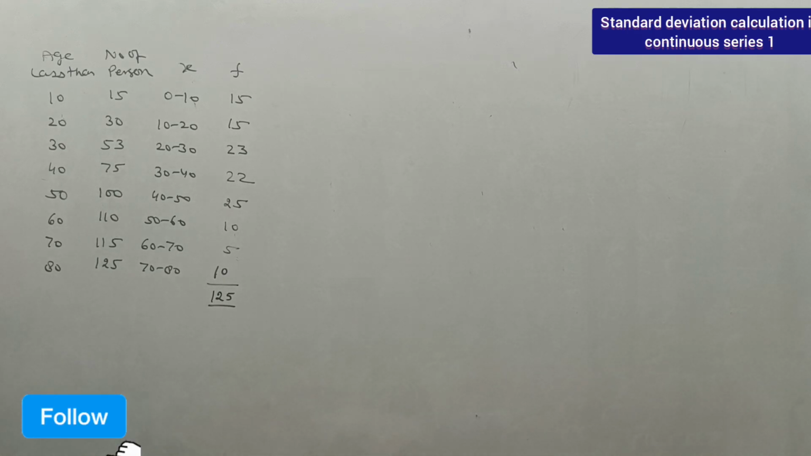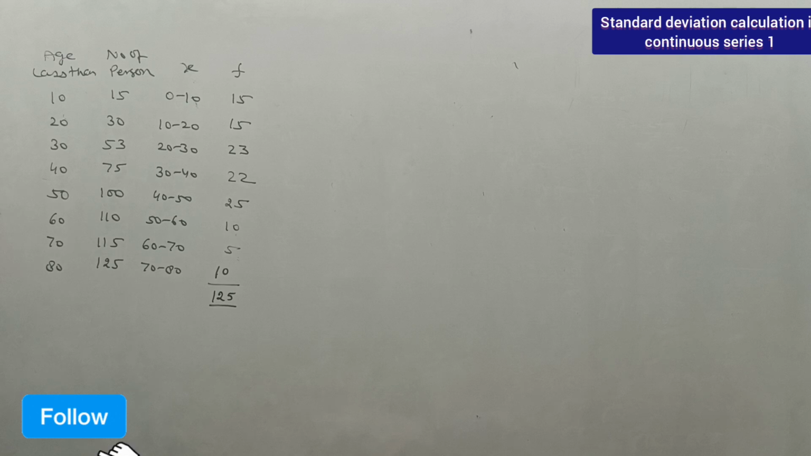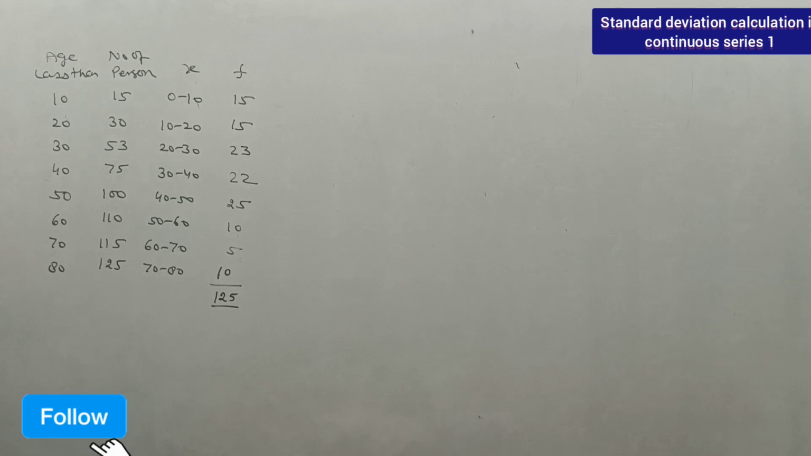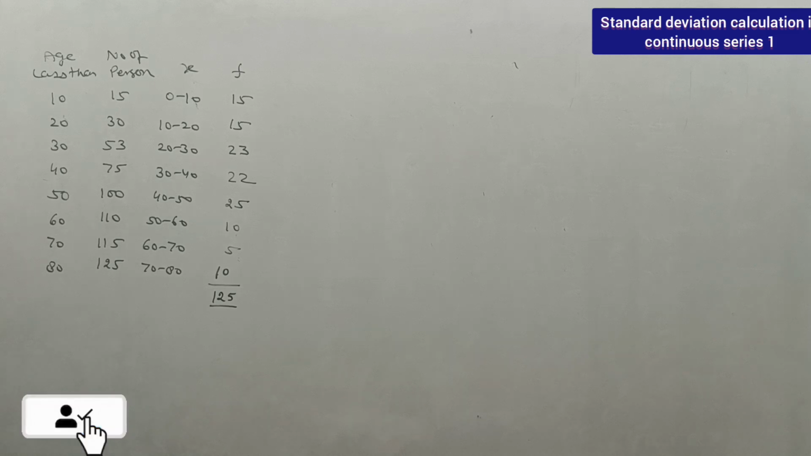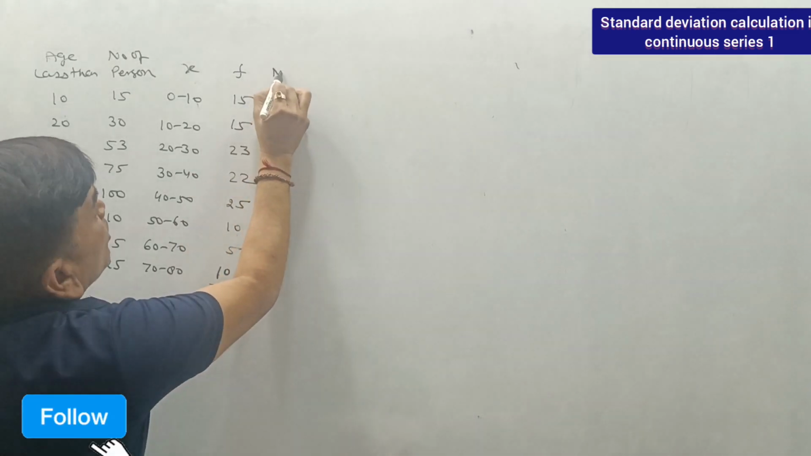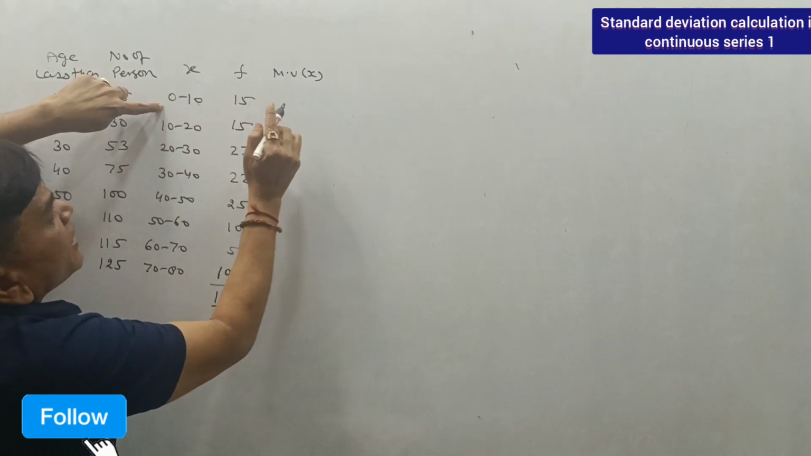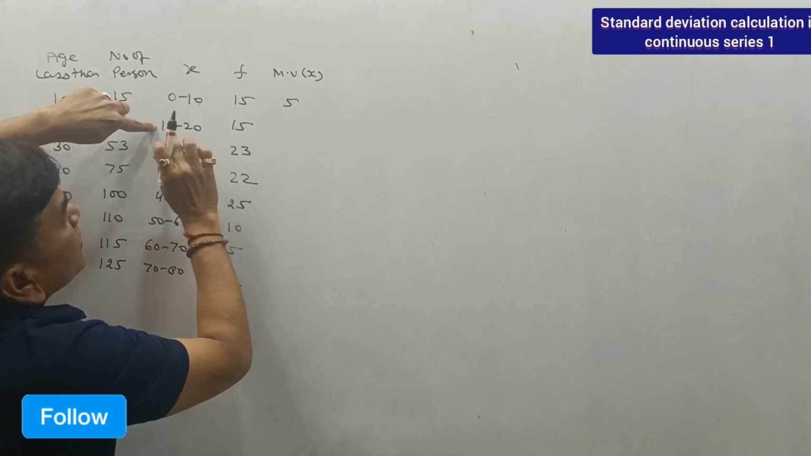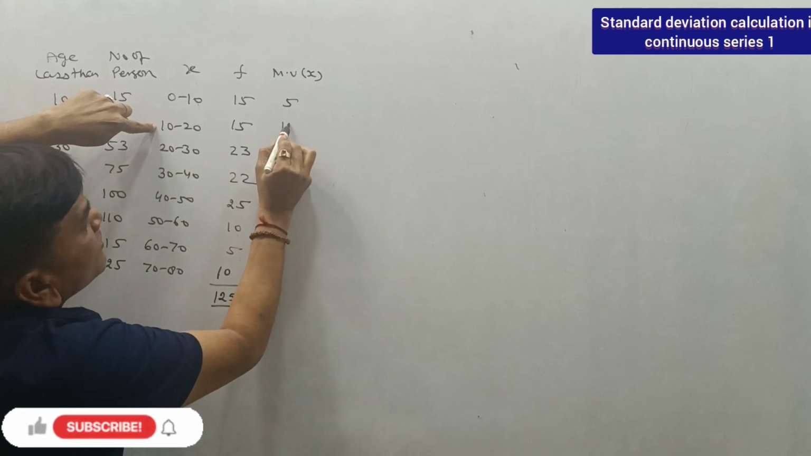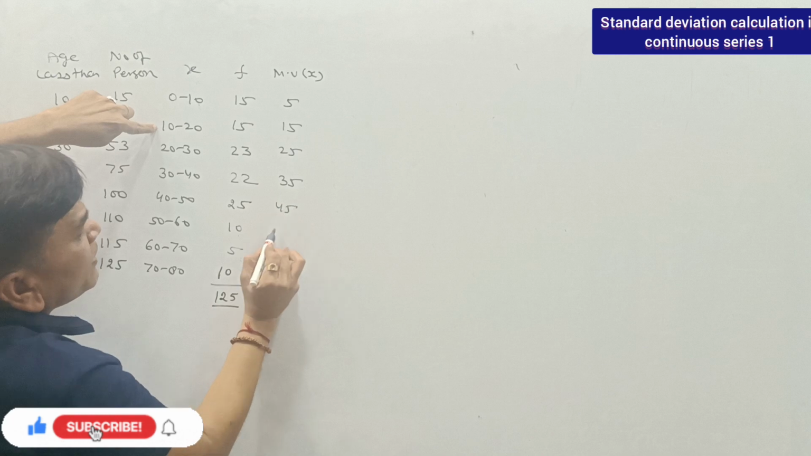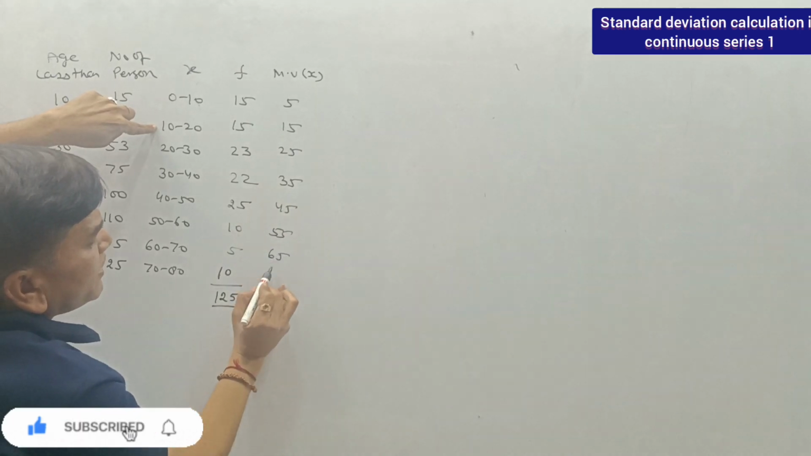So 15 plus 15 is 30, plus 23 is 53, plus 22 that makes 75, then 25 that is 100, and 25. Okay. Now the mid value of x: 10 plus 0 divided by 2 is 5; 10 plus 20, 30 divided by 2 is 15; then 25, 35, 45, 55, 65, and 75.